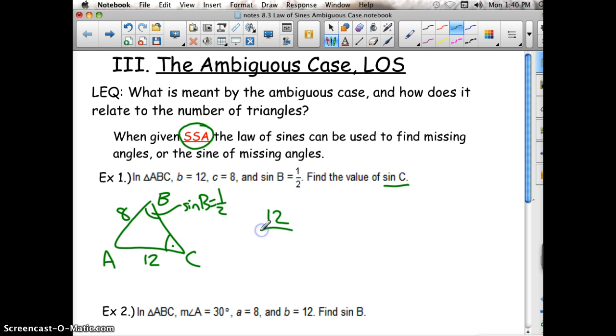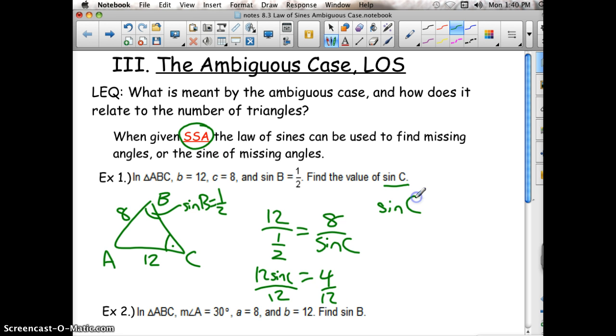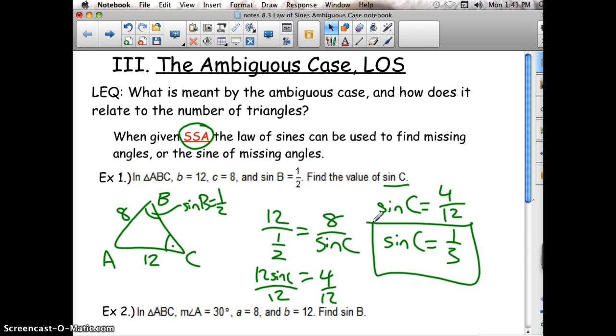So I've got 12 over the sine of 1/2. Oh, sorry. I made the mistake, everyone. I tell everyone not to. 12 over 1/2 equals 8 over sine C. There we go. Okay, so half of 8 is 4. So I've got 12 sine C equals 4. Divide both sides by 12. I get sine of C equals 4/12. All right, if you want to reduce it, sine of C equals 1/3. Either one of those would be acceptable, 4/12 or 1/3. Okay? And I like to kind of reduce it.